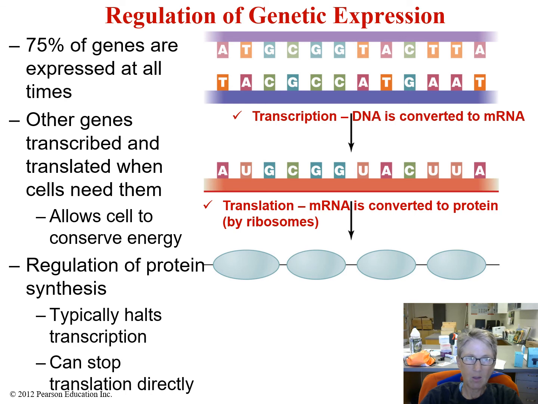Regulation of genetic expression. So how does a cell know to turn on a gene, make a transcript, and then translate that messenger RNA into a protein? 75% of genes are expressed at all times. Other genes are transcribed and translated only when the cells need those proteins. So that allows the cell to conserve energy. And I think that's the end.